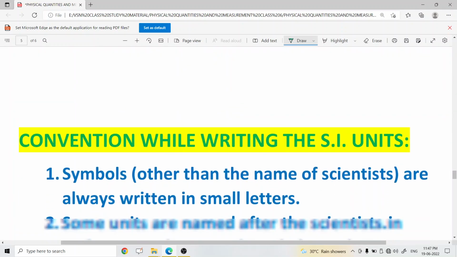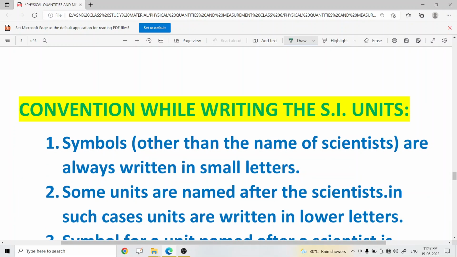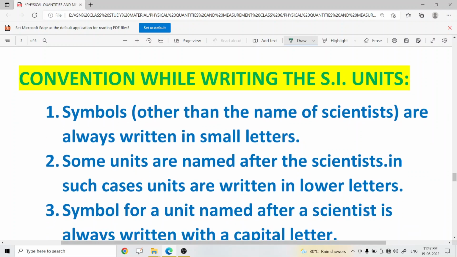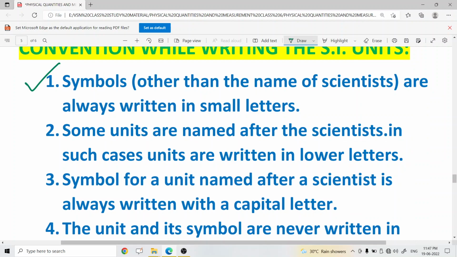Next, there are some conventions while writing the SI units. The first one is that symbols, other than those named after scientists, are always written in small letters. Like suppose we take the unit of length, centimeter. We just use small c small m. This is correct.